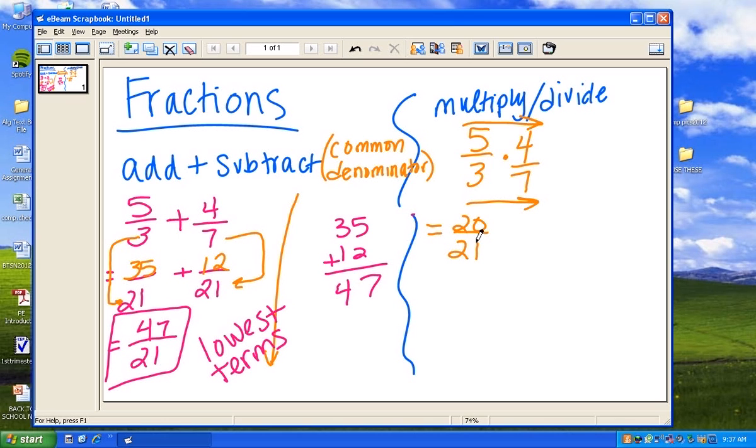Is this in lowest terms? Yes. Connor, why? Because there is no common number between them except for 1. Excellent. There's no common number to pull out.